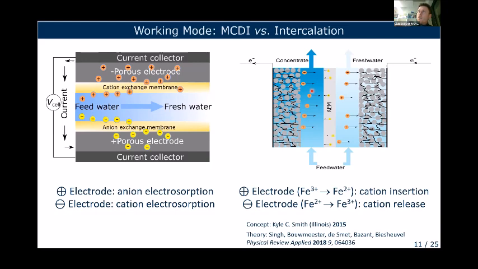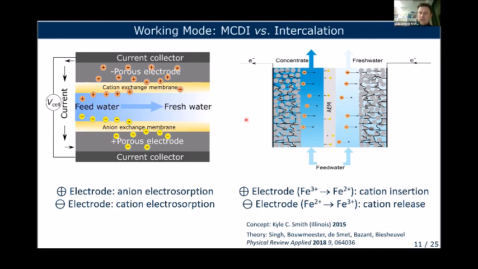So here we have, of course, also anode and cathode, but it should be realized that they are of the same material. And we only address cations in this particular case, whereas in carbon-based CDI, we address both the anions and cations in terms of electroabsorption and desorption.